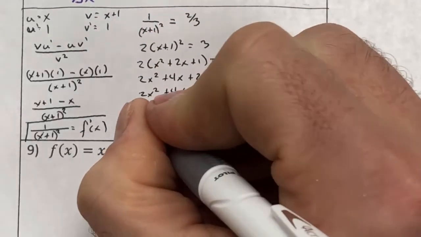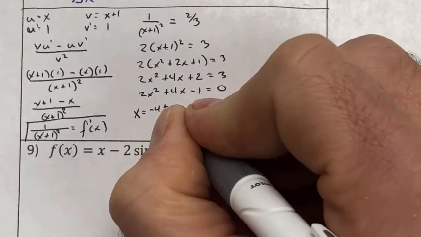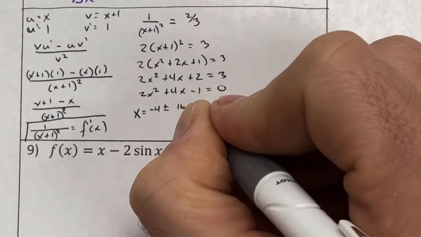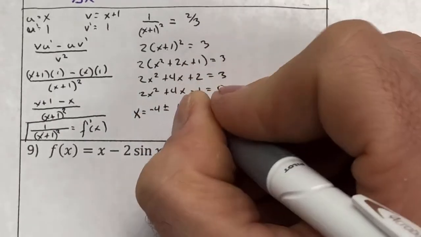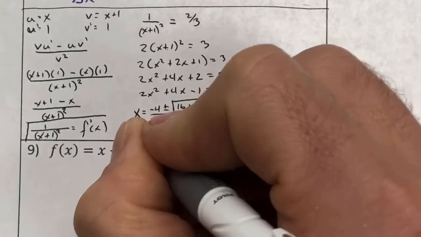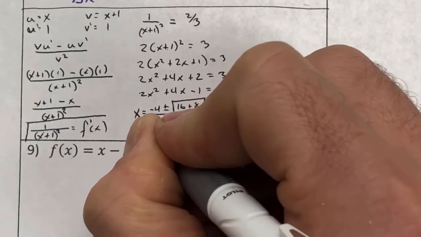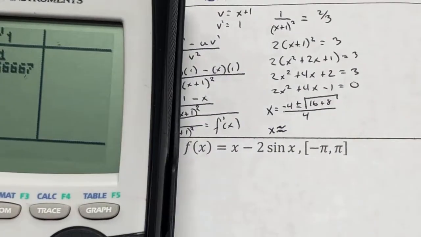Okay, so let's set up the quadratic formula. We've got negative b plus or minus the square root of b squared minus 4ac. So 4 times 2 is 8, so plus 8, all over 2a. So let's check out our two possible answers.